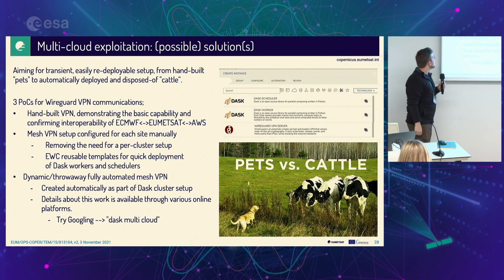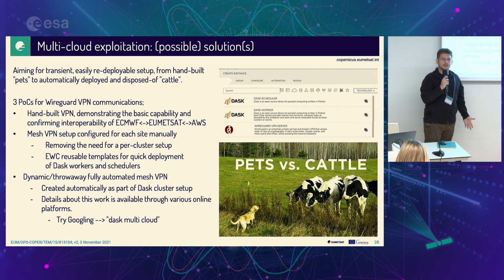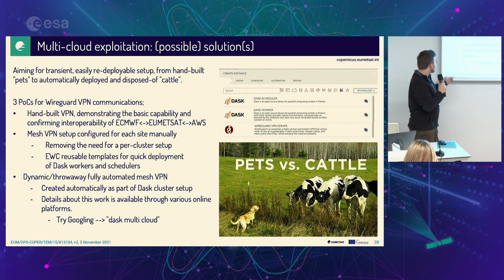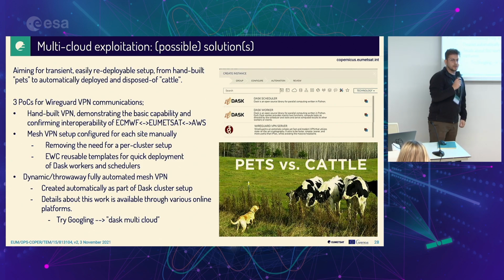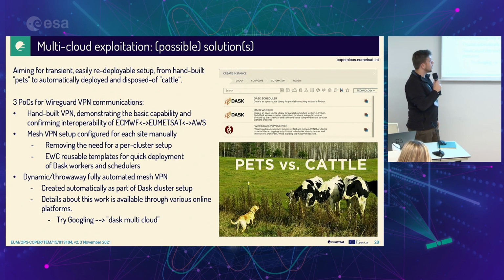And the last POC that we did was this dynamic, throwaway, fully automatic mesh VPN setup that we will show you today as well. The VPN mesh is automatically created when you initiate the Dask cluster. So from a user's perspective, you will not be able to realize what's going on under the hood. Details about this work are published in various online sources. You can just try Googling Dask multi-cloud and you will see a lot of information about this setup.